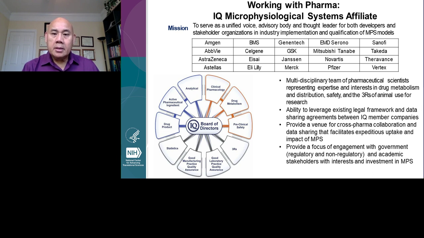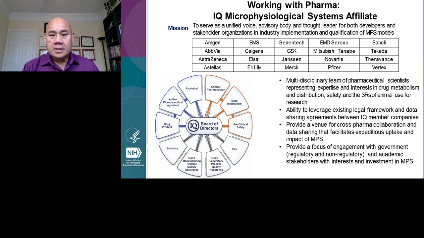So our work with the pharma companies has largely been facilitated through the IQ Microphysiological Systems Affiliate, the IQ Consortium. At this stage it consists of representation from about 20 pharma companies, all interested in engaging with tissue chip technology and looking at how this can be used to inform drug development by looking at drug metabolism, some of the safety issues, and biodistribution of the drugs. Essentially because of this IQ consortium, member companies can compare notes and provide input to the NIH as well as to the FDA in terms of how to best deploy this technology in drug development.